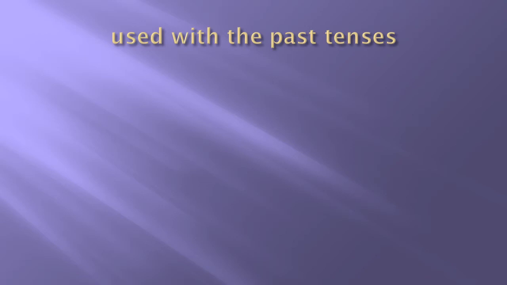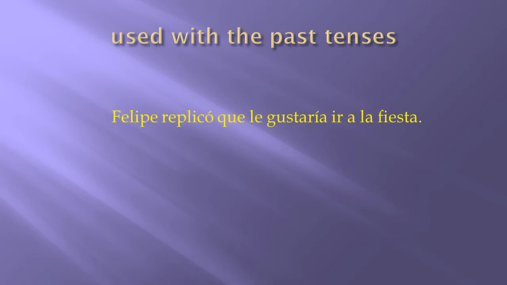Just like we saw in the future tense where we could combine present tenses with the future, here with the conditional we can combine past tenses with the conditional. Here we have the preterite and the imperfect.